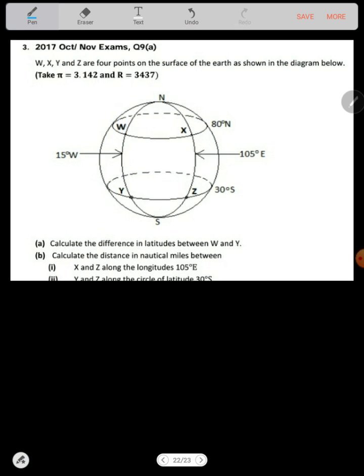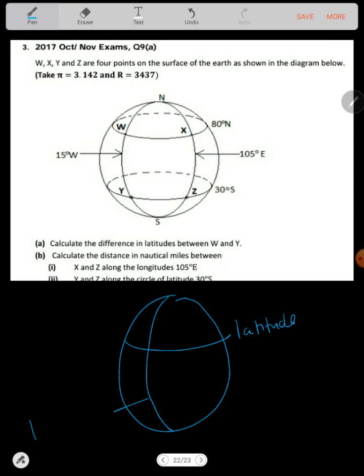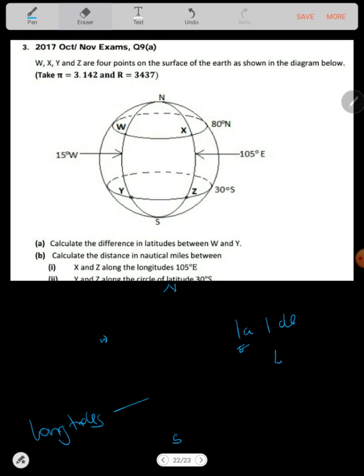Before I go anywhere, you need to know that the lines that go like this, call them latitudes. Then these which go like this, call them longitudes. Longitudes line from north to south. Latitudes line from west to east. And when making coordinates, you always start with a latitude, then with a longitude. So I hope that is clear.